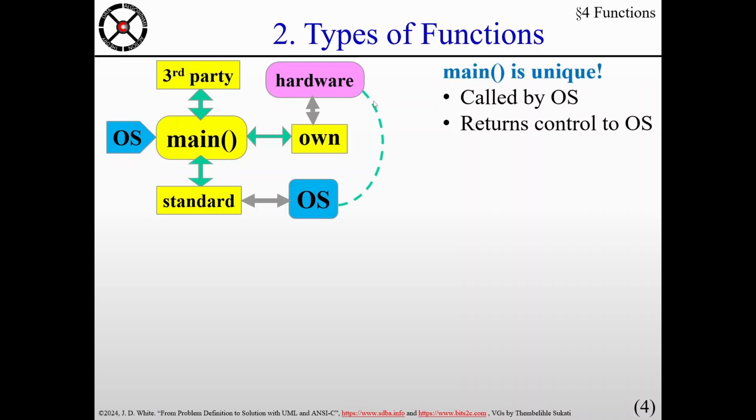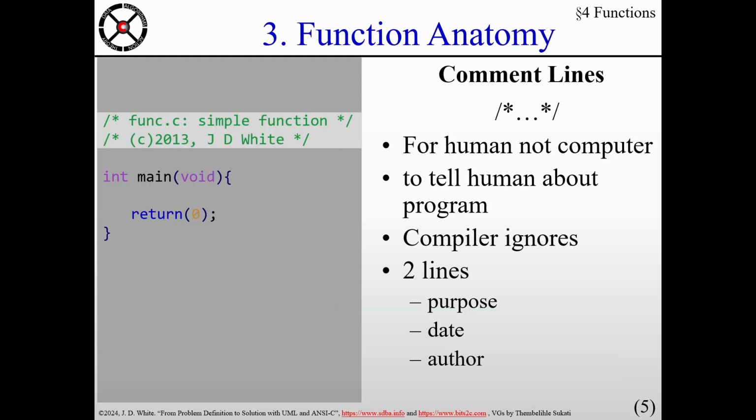Okay. We talked about main being a unique function as it's controlled by the operating system and it returns control to the operating system. So the operating system basically comes in and out through your main function, which acts as a conductor.